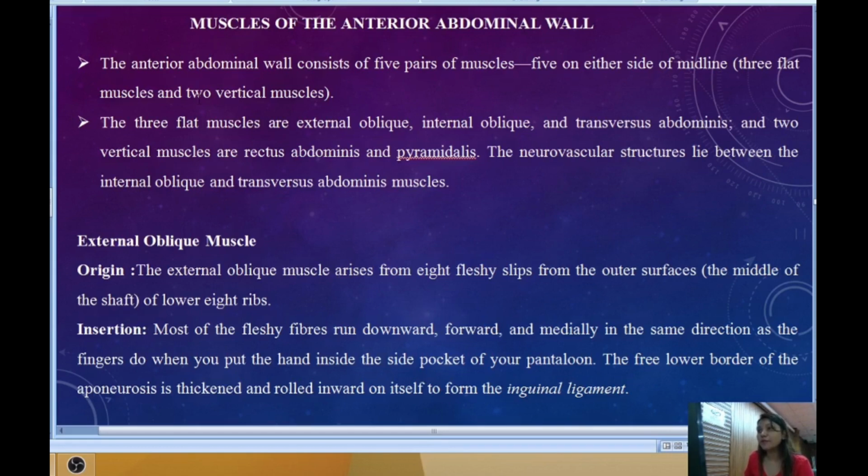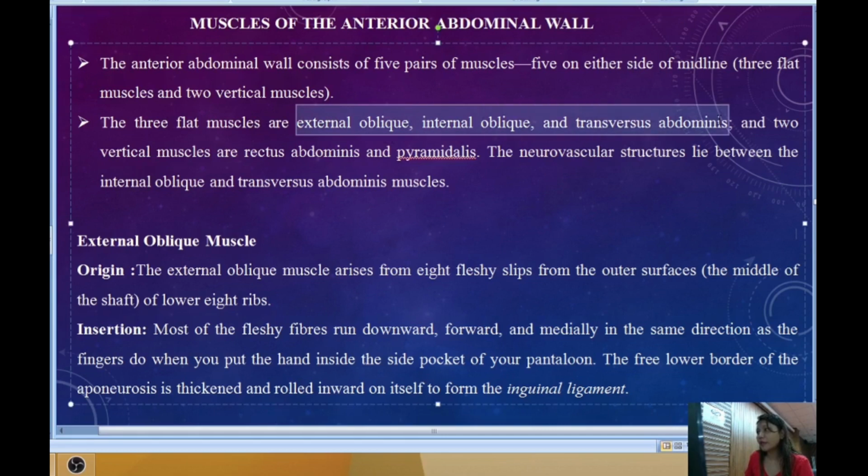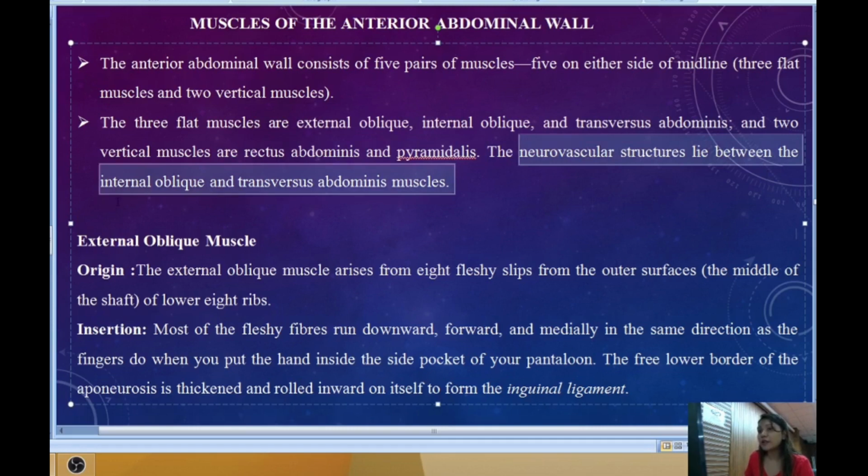So we have a total of 5 pairs of muscles, 5 on either side of the midline, 3 flat muscles and 2 vertical muscles. The 3 flat muscles are external oblique, internal oblique and transversus abdominis, and the 2 vertical muscles are rectus abdominis and pyramidalis. And the neurovascular structures lie between internal oblique and transversus abdominis.